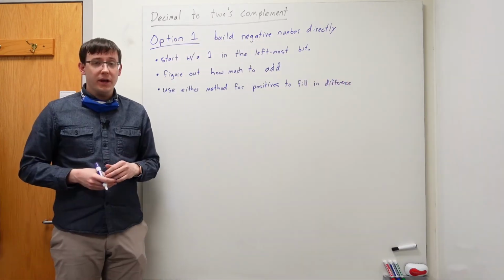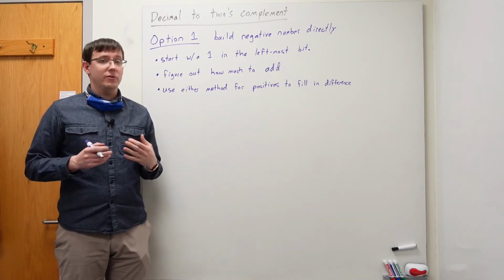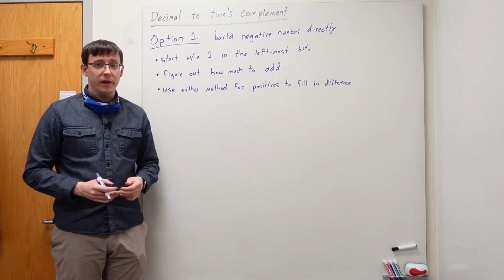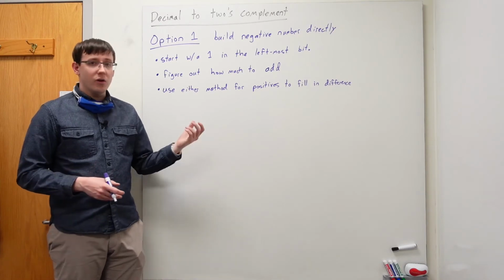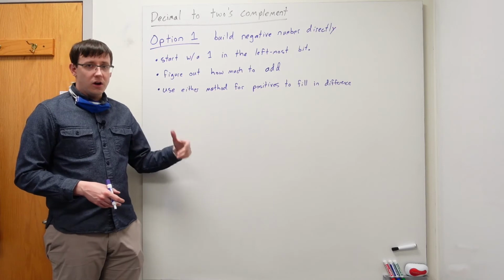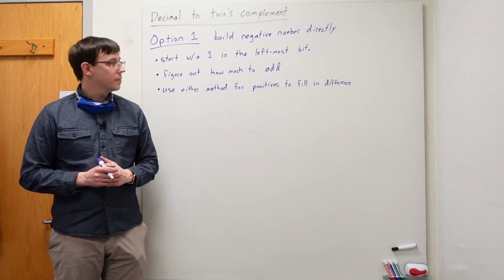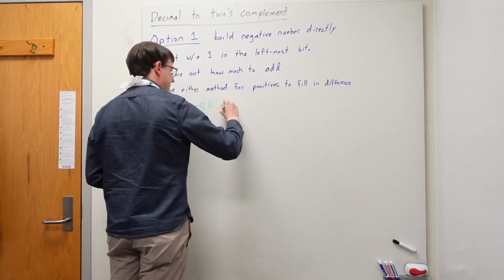And now we can take our pick of the top-down or bottom-up methods for coming up with the representation of a positive number in binary and use that in order to fill in the difference between our large negative power of 2 and the number we actually want to represent.